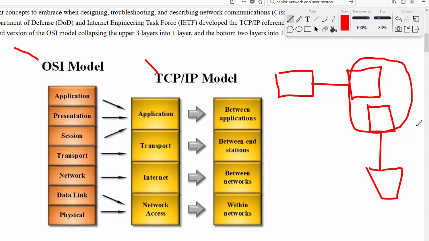So we said that your router is used to connect networks. Each router interface is a separate network. So over here we have 2 networks.